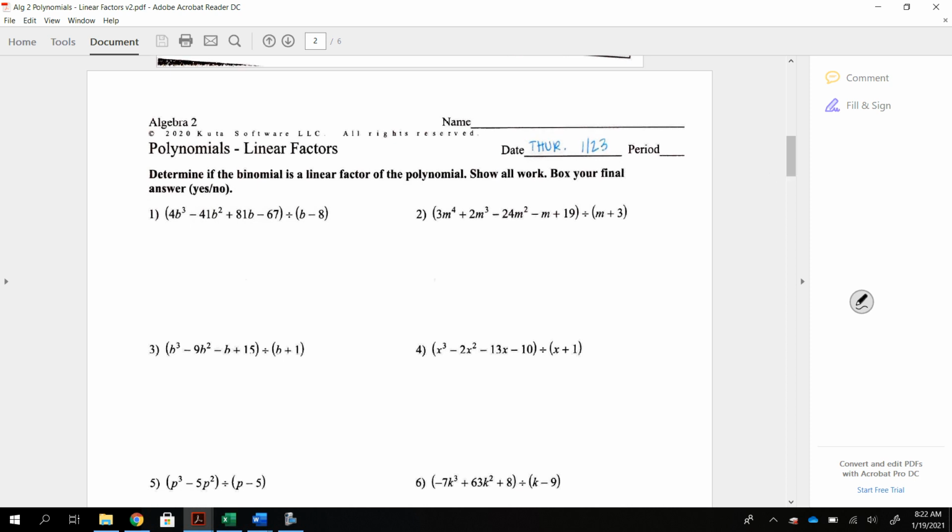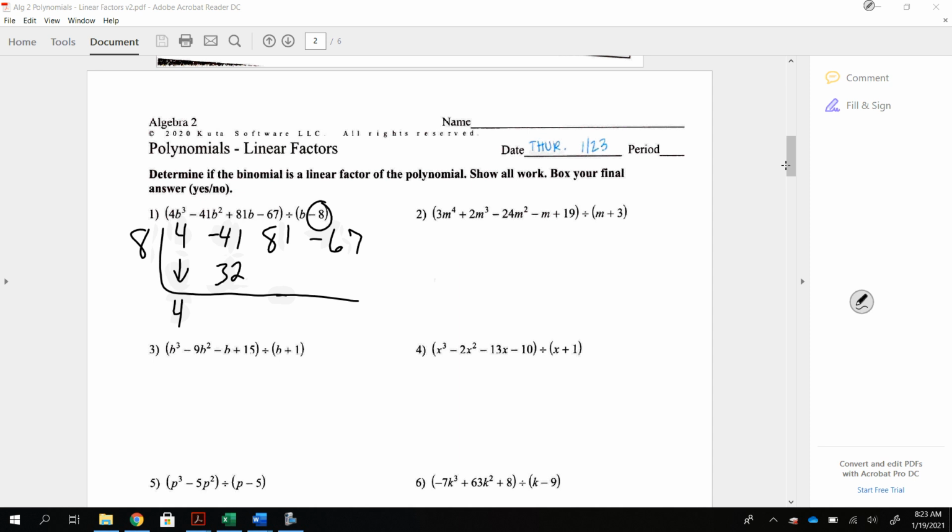So it's determine if the binomial is a linear factor. Show all your work, box your final answer yes or no. So just make sure you're drawing the L, you're taking this, negative 8, so it becomes a positive 8, then 4, negative 41, 81, and negative 67, and then continue on from there.